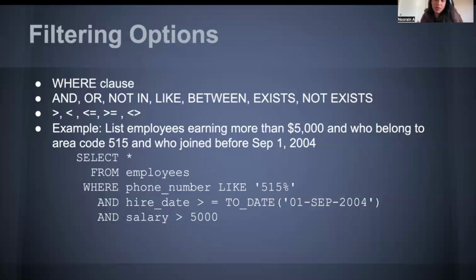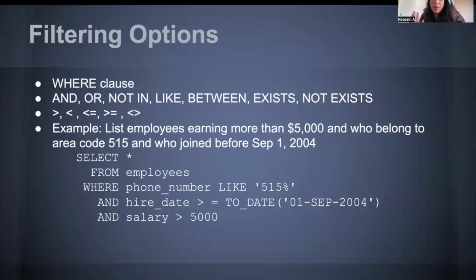The next thing is the and operator, which is used to concatenate a bunch of filtering options together. So their phone number should be that, and their hire date has to be greater than 1st of September 2004, and the salary has to be greater than 5,000. This is basically like you just write these options like this.